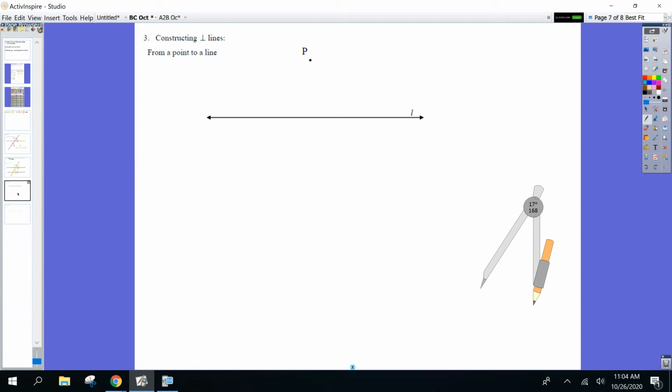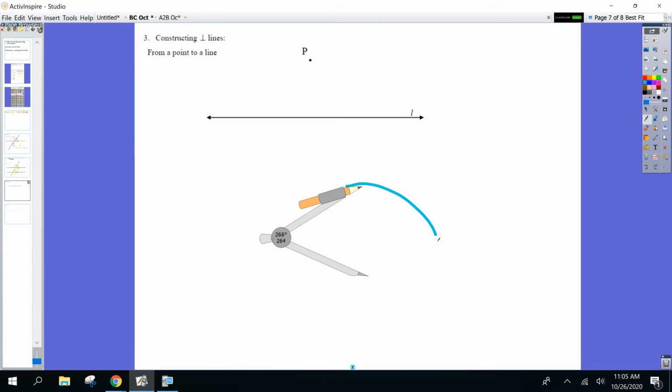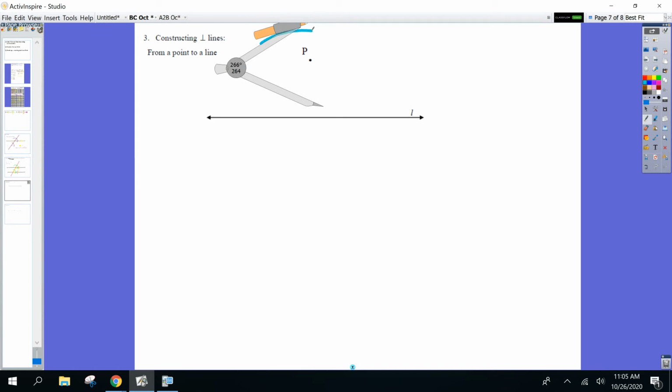Wait, I remember you do the little fish thing where you open it up more than halfway and you do some of this and some of that. Nope. That can't be done on a line. That can only be done on a line segment. So this one, put your compass point on P, everybody. Put your compass point on point P. Maybe this is starting to come back to us.